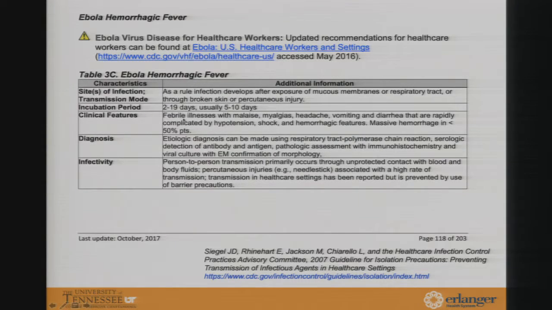The clinical syndrome findings are the same as described by the Kenya Ministry of Health. Diagnosis has been historically made by RT-PCR, though they're now developing rapid antigen screening tests for Ebola virus disease, which will change things in a lot of ways. We'll talk a little bit about some of the more recent developments in hemorrhagic fever viruses. Infectivity is person-to-person transmission through unprotected contact with blood and bodily fluids, percutaneous injuries, and there is risk of sexual transmission as well.